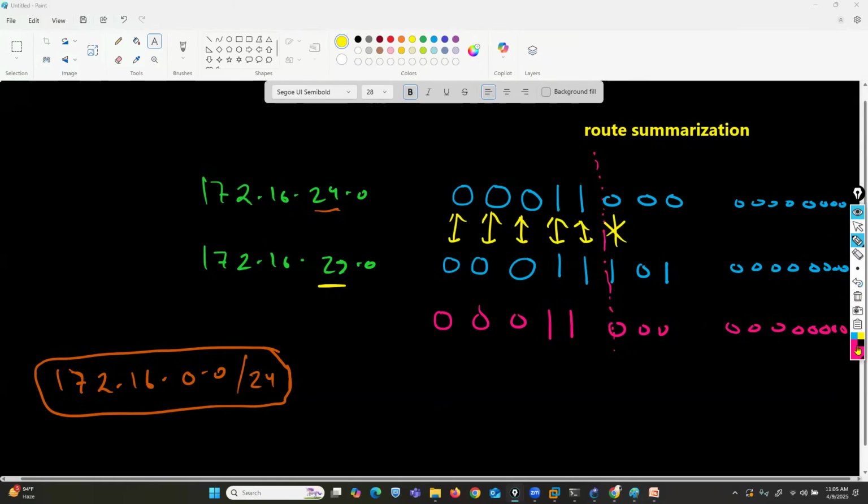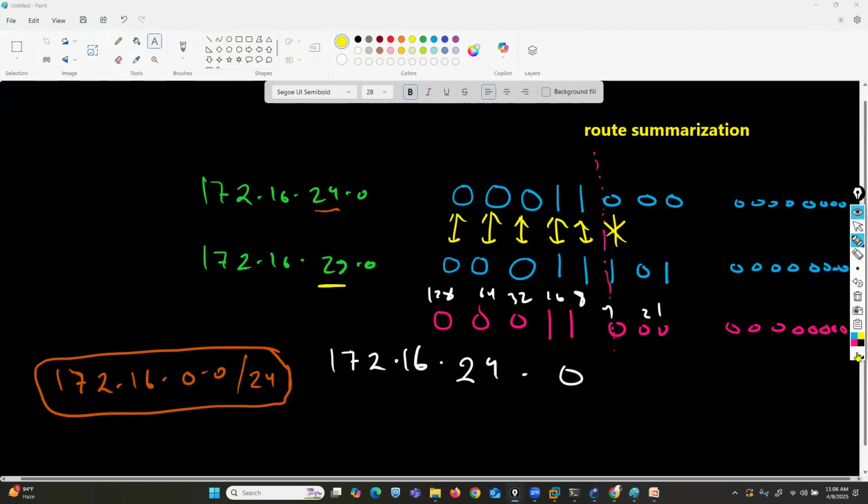If you remember binary to decimal, the values are 1, 2, 4, 8, 16, 32, 64, 128. So if you change this binary into decimal, you will get 24 here. And this is dot 0. And now 172.16.24.0.